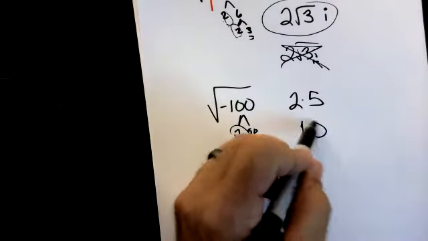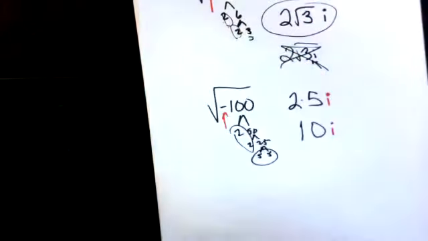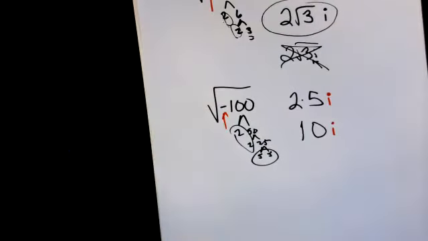And 2 times 5 is 10. And again, then just remember that this negative becomes an i. So the simplified form of the square root of negative 100 is 10i.